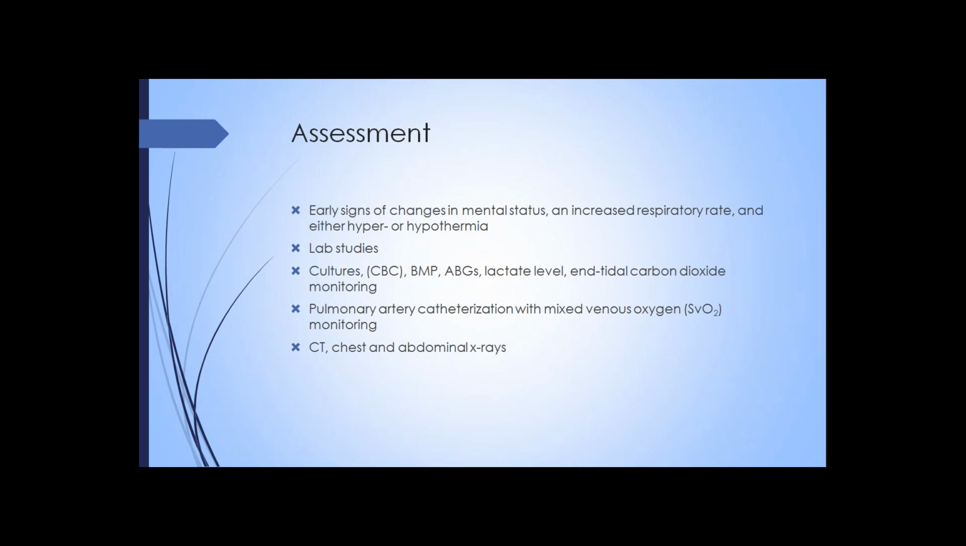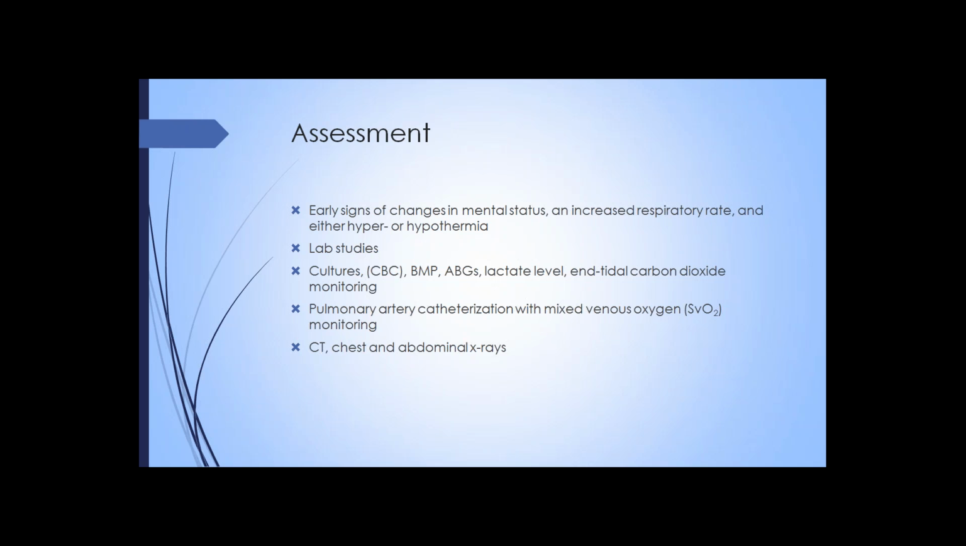So when you're looking at your patient, you can see manifestations of early mental status changes, okay? You'll see that increased respiratory rate, right, 20 or above. And again, they may be hot or they may be cold. You're going to want some lab studies, not only your blood cultures, but you want to see what your CBC is. You want to watch those white counts.